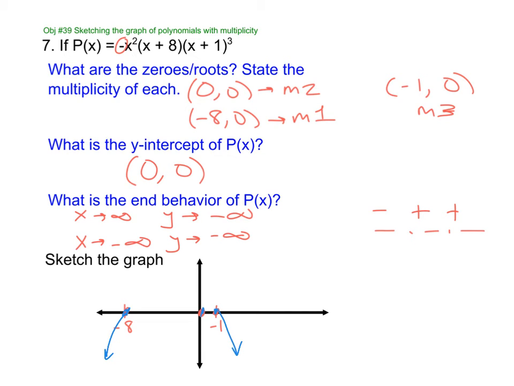It's got a multiplicity of 3, so we're going to have an x cubed looking thing going through it. So that's why, even though I draw it down, I'm gonna fix that. So it's going to look something like that. And then what's happening at 0? 0 has a multiplicity of 2, so it's going to have a weird looking parabola thing. There's my little parabola, and then it goes up and goes through negative 8.